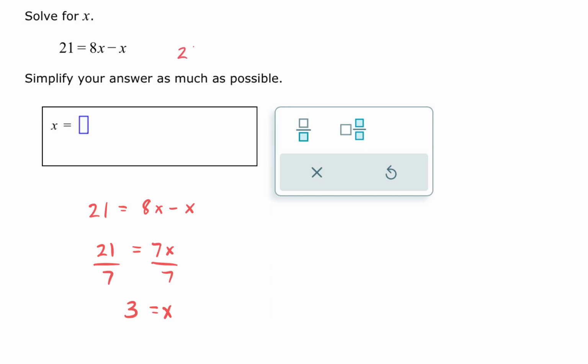I'm going to rewrite my original equation, substituting 3 for x, just to make sure I didn't make any mistakes. 8 times 3 is 24. 24 minus 3 does equal 21. I've checked to make sure that x really is 3.